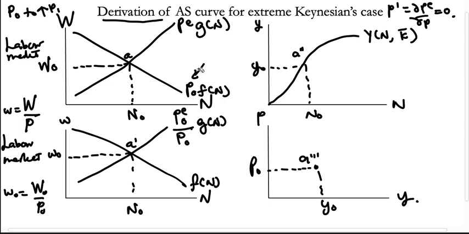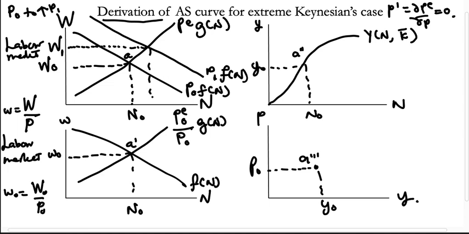So let me draw it. So it will shift to the right. P1 Fn. Alright. Now, what happens here is that employees or household will see nominal wage increases from W0 to W1. So employment increases. Right? Now what happens to the second graph here in which we have real wage?